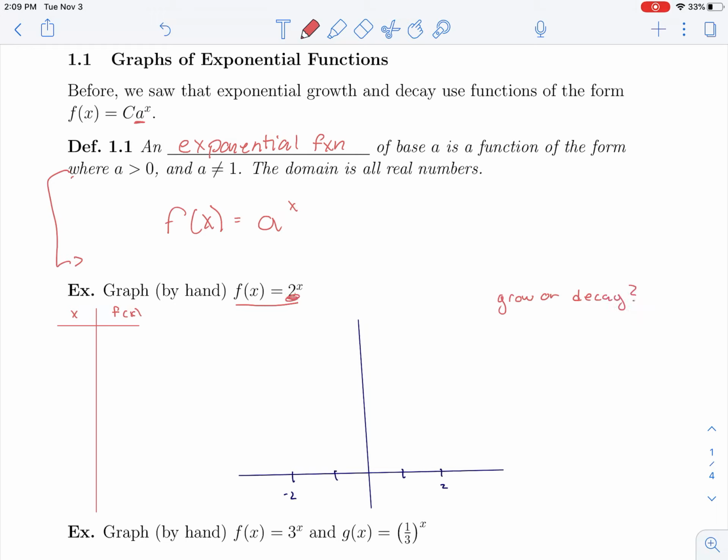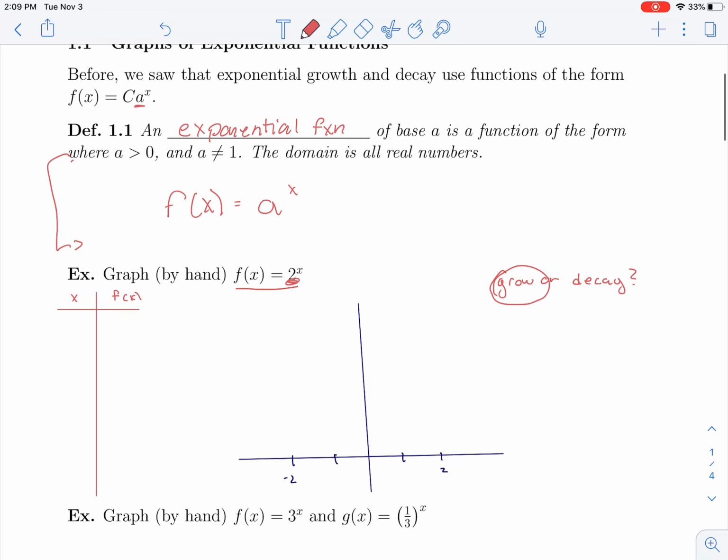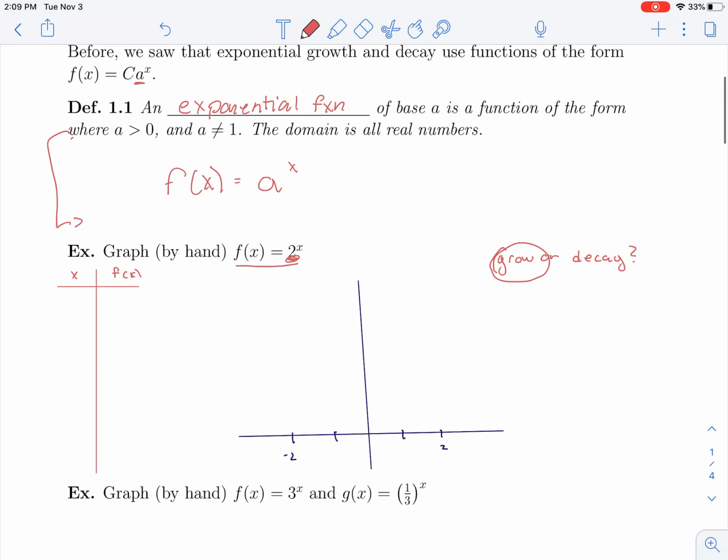Two is greater than 1, right? So if we look back at our growth model, we just needed that base number to be bigger than 1, so growth. So this function is going to grow. So we're going to plug in -2, -1, 0, +1, and 2.